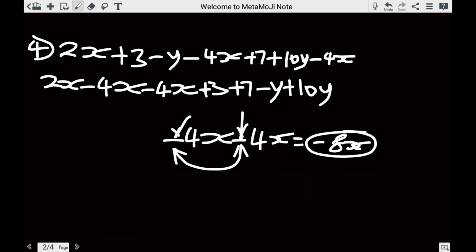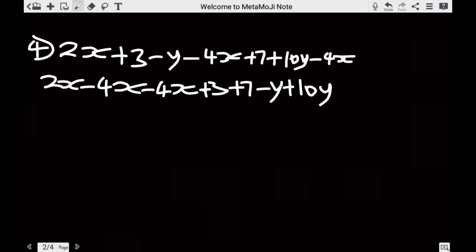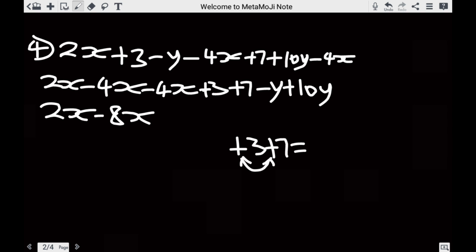So therefore, let me clear off what you see here, and then let's continue. So now, minus 8, so 2s minus 8s. But what can we do here? Plus 3 plus 7. Can you see that the two signs are the same? Yes, they are the same. Choose one among the two signs because the signs are the same. Write it down, then add 3 and 7 together. So 3 plus 7 is 10.